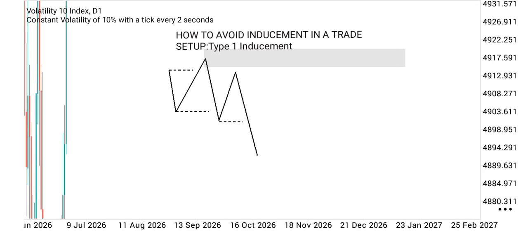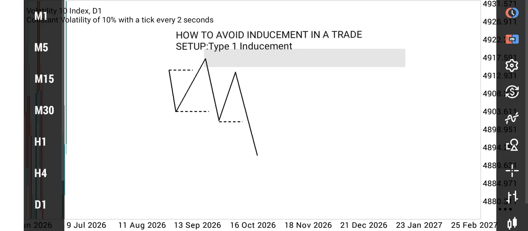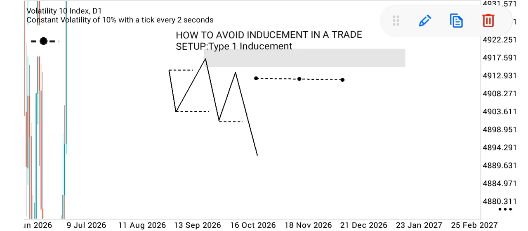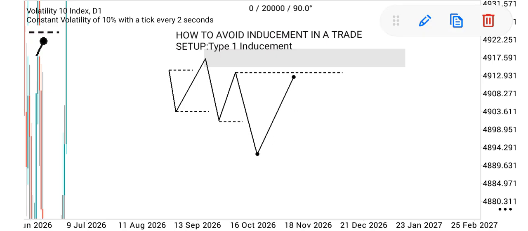So we have this as an inducement. Then mark my inducement zone. This is my inducement zone, my type 1 inducement. Always understand that type 1 inducement forms after the market has broken a recent structure. That kind of inducement forms.